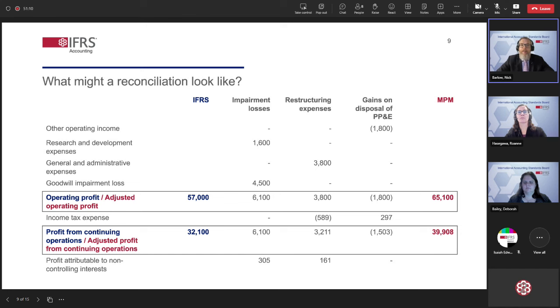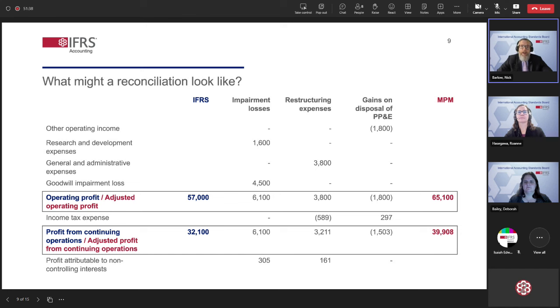Of course. So here we have such an example of what the reconciliation could look like applying IFRS 18. So in the example, we have two MPMs illustrated, an adjusted operating profit and an adjusted profit from continuing operations. So the subtotals are reconciled to the most directly comparable subtotals in IFRS accounting standards. So in this case, operating profit and profit from continuing operations.